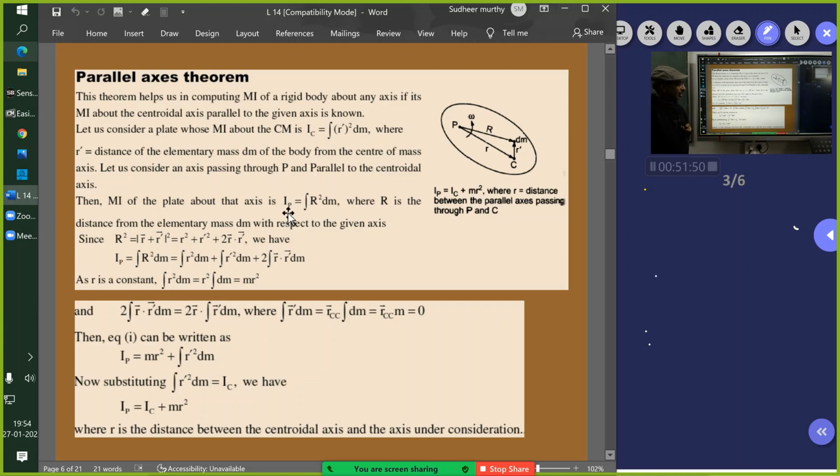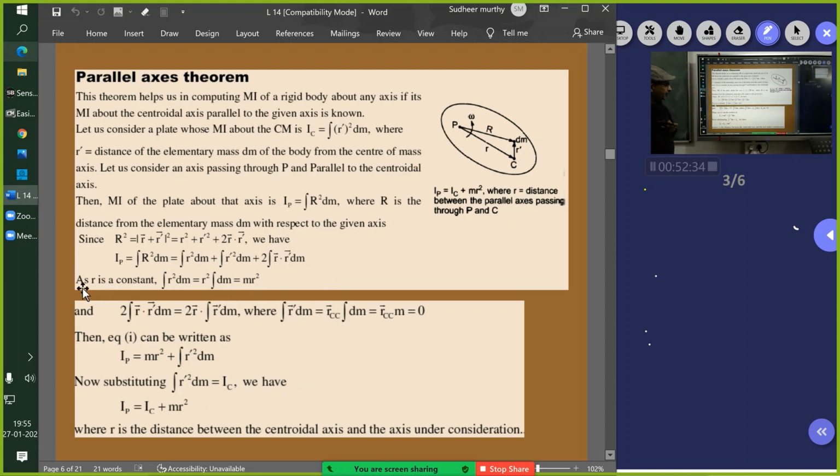Yes, sir. IP is equal to integration R square dm. Now this R square, we'll write it as modulus square of R bar plus R dash bar. I suppose all of you appreciate this. Then we open the bracket. So we get R square plus R dash square plus 2 R bar dot R dash bar. So IP is equal to integration R square dm plus integration R dash square dm plus integration 2 R bar dot R dash bar dm. Same, just we are using the mathematics and writing it.